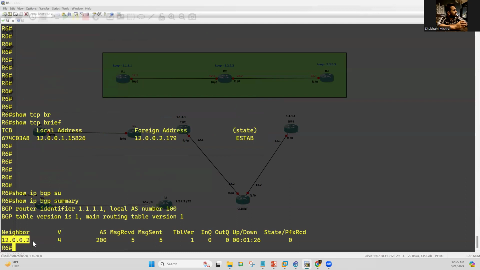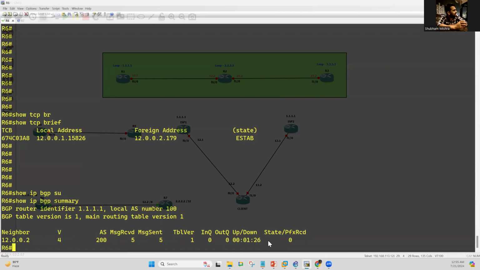Okay. What is the neighbor? 12.2 is my neighbor. We are running version number 4. Our neighbor AS number is 200. We sent 5 messages and received 5 messages. And this is the uptime. So it means our neighborship is up since 1 minute 26 seconds.